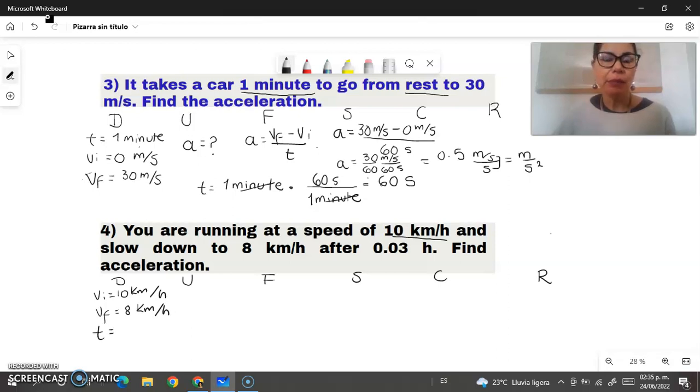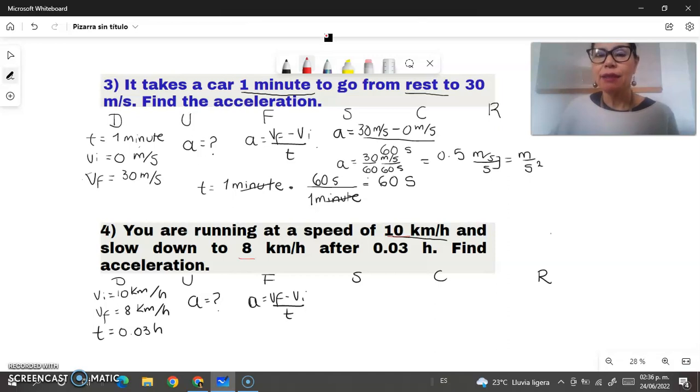Time, 0.03 hours. Okay, acceleration is the unknown. And formula, we know the formula, over time. Okay, now please notice this. The final velocity is smaller than the initial velocity, okay? 8 is smaller than 10.